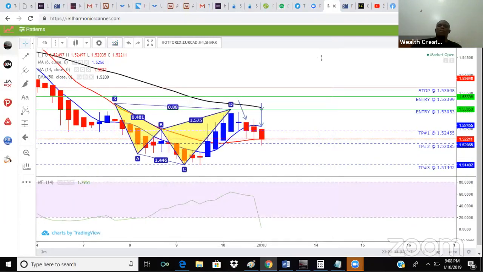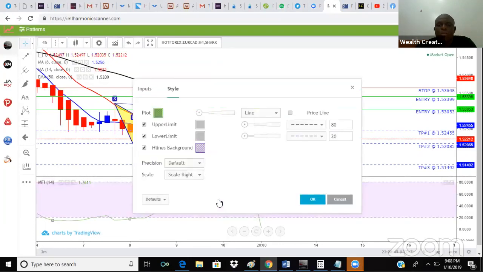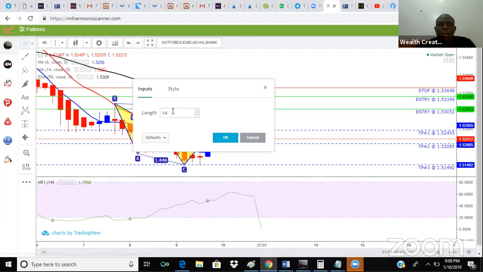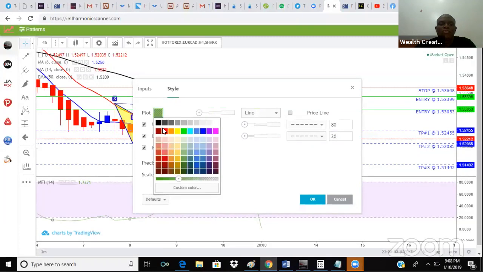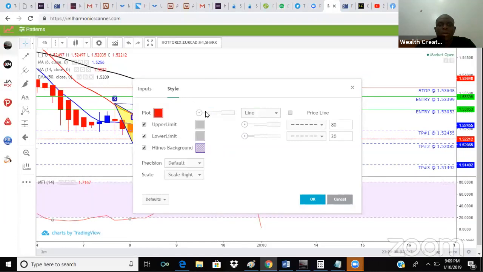Money flow is also a momentum candle, but it is an indicator that works separately. So I'm going to move my input on my money flow to 14. This time, I'm going to make the plot red. I'll make it thicker, bolder.